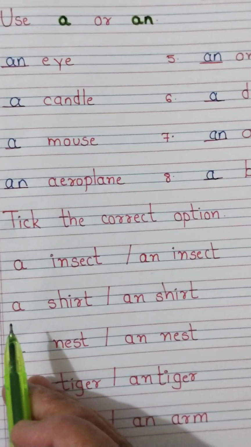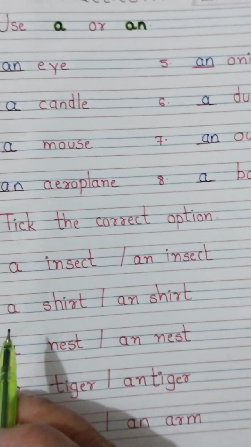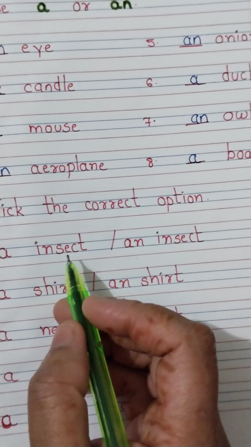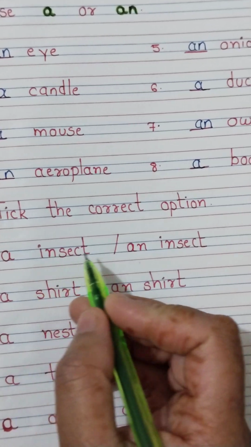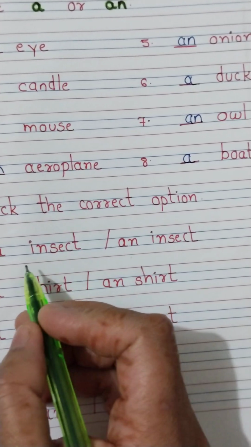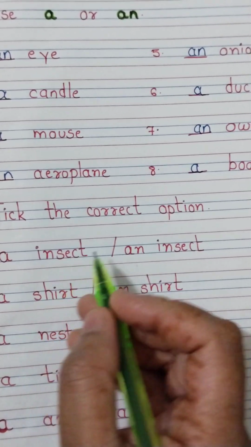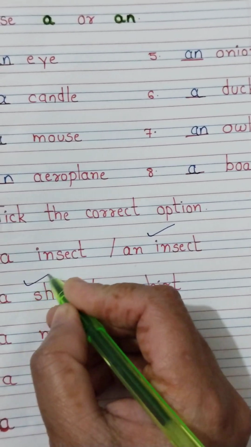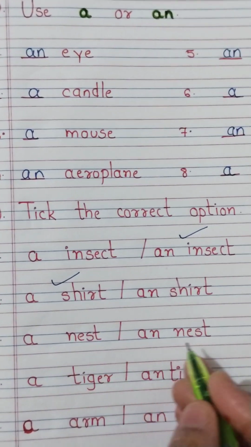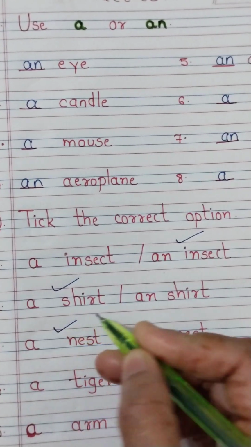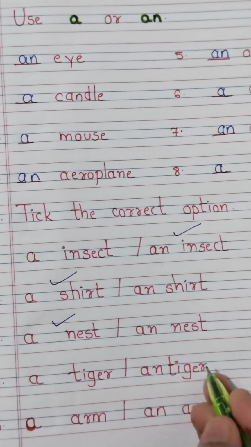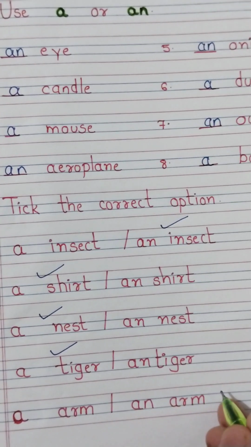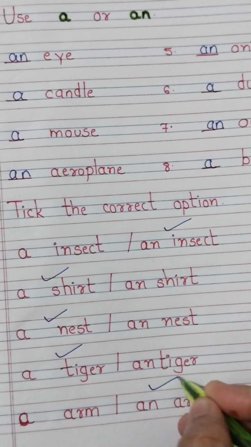Next question. Tick the correct option. We have to see which sound it is and then tick the correct option. A insect, no. An insect. A shirt. A nest. A tiger. A arm, no. An arm.